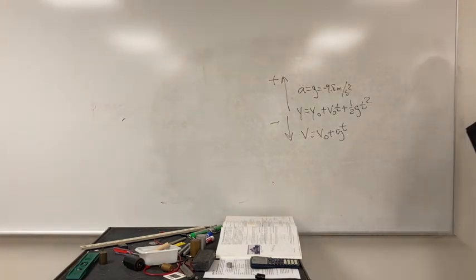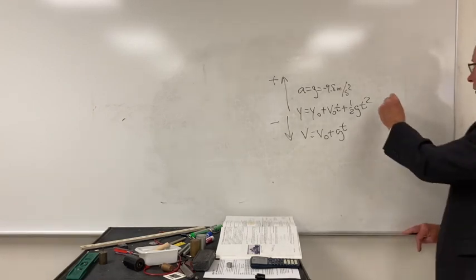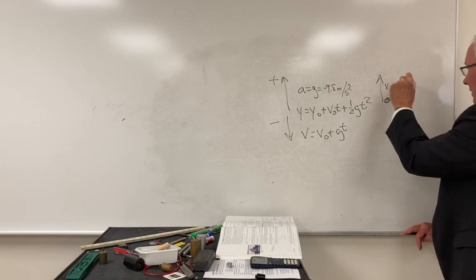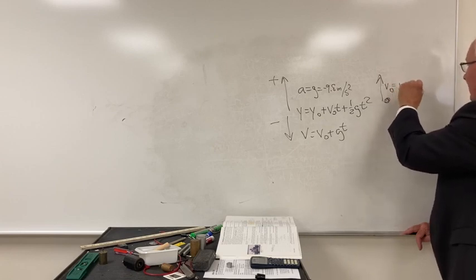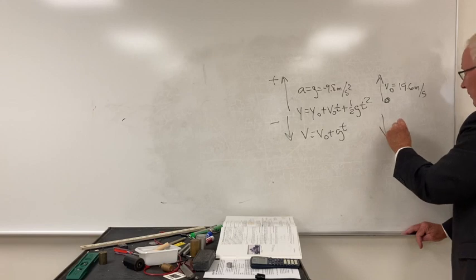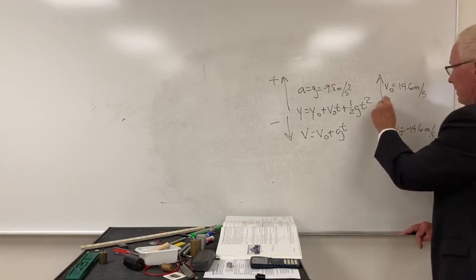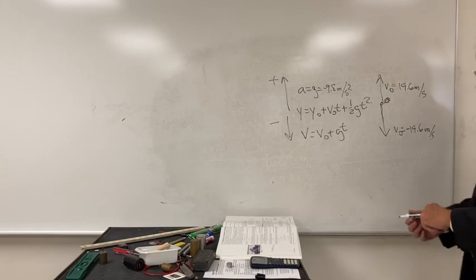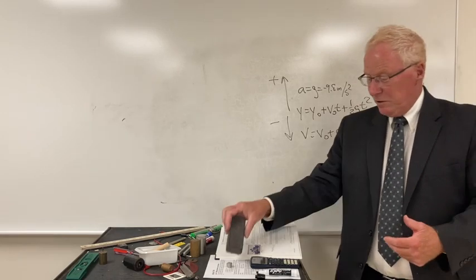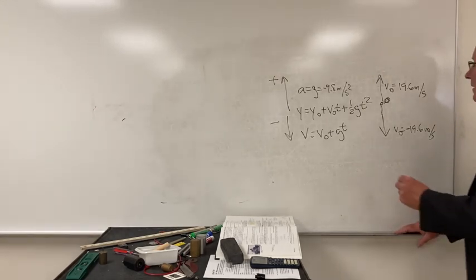All right, so the question then is, here's a couple things, right? I throw an object upwards with a v of 19.6 meters per second. And in the second case, I throw it down with a velocity of minus 19.6 meters per second. All right? So I could either throw this object upwards, or I could throw it down.